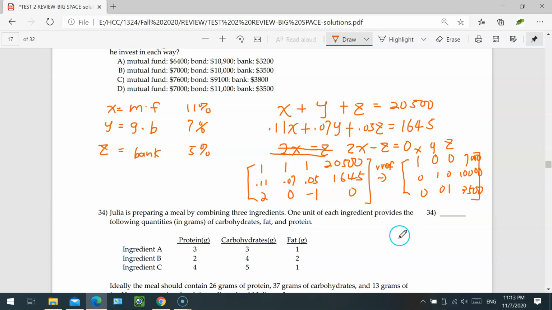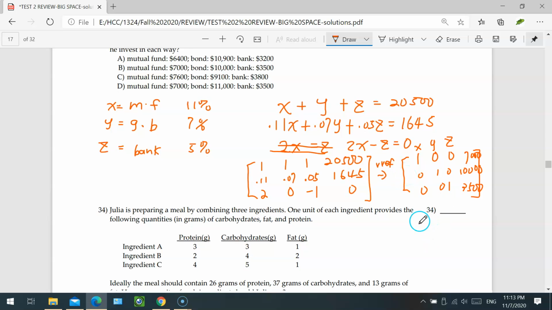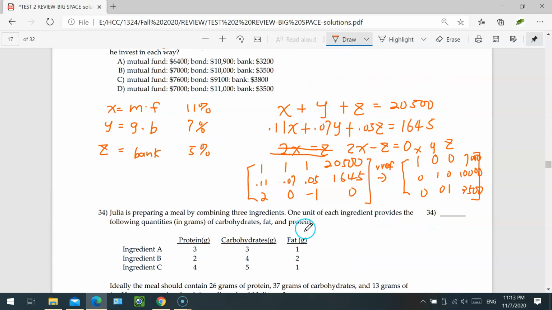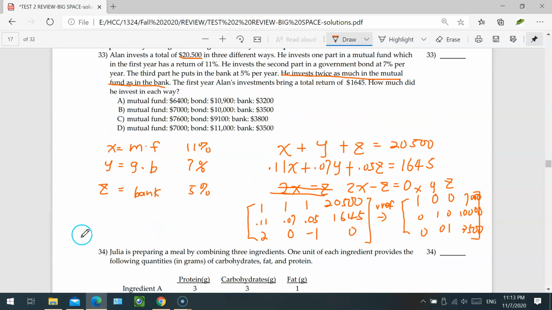And this is the way you solve an application question like this. Alright, I'm going to stop here, and I will create another video starting from number 34.